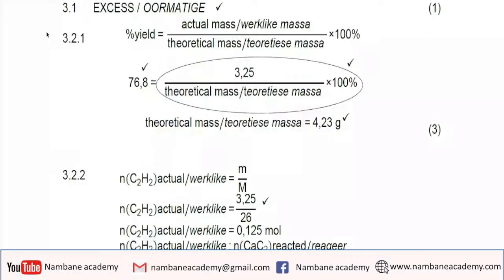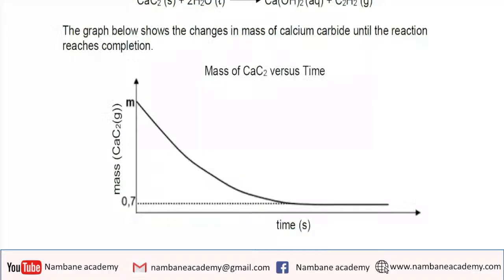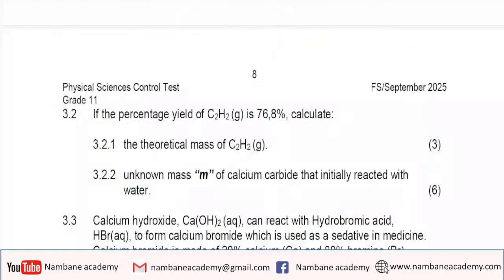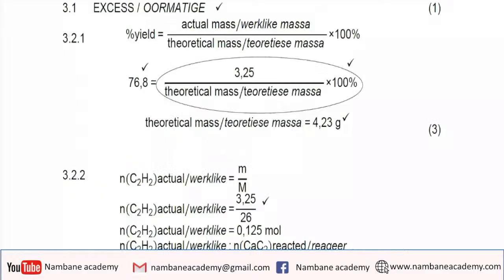And then 3.2.1, it says if the percentage yield of C2H2 is 76.8%, calculate the theoretical mass of ethine. Then on the memo, we have written the formula of percentage yield is equal to the actual mass over theoretical mass multiplied by 100. That does not get a mark.